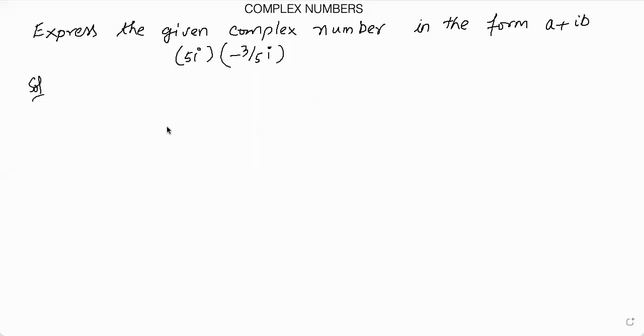Let us find the solution for this. When we multiply this, we get minus 5 into 3 by 5 into i into i, which will give minus 3i square, which is equal to 3.